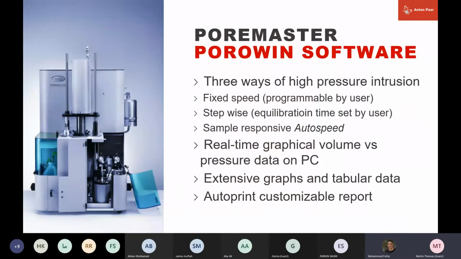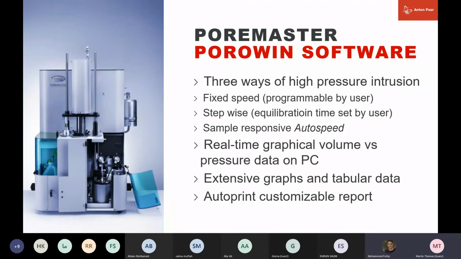And so this system is sample responsive. Okay, so you can safely run unknown samples and still get very high resolution data where you need the data points, where the intrusion comes along. And then whatever's happening in low pressure and high pressure, on screen in the software, you'll see real-time graphical data, volume versus pressure on screen.